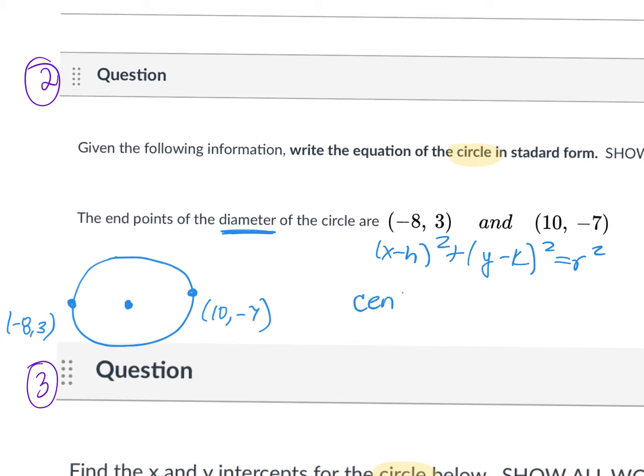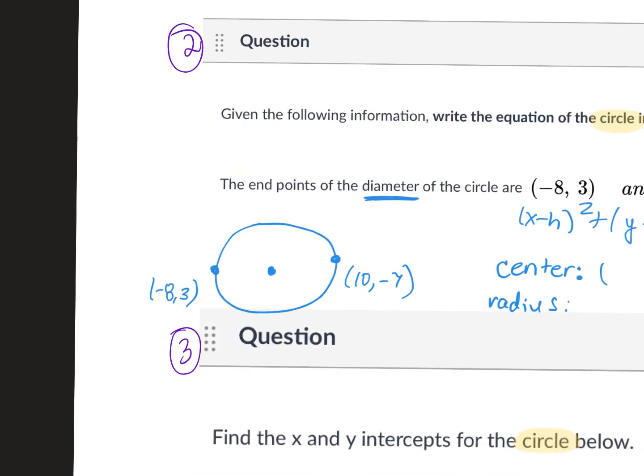I need the center, and what else? And the radius, good. They did not give me either of those two things with those 2 points that they gave me. They gave me the diameter. Diameter is from one side to the other. I don't need to know the whole thing. I need to know half of the diameter. So you could find the distance from one side to the other and then cut it in half. Or you can find the center and then find the radius.